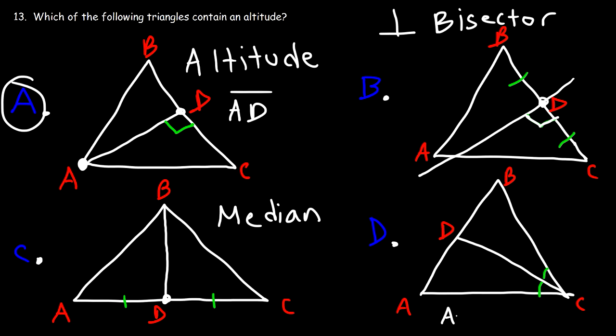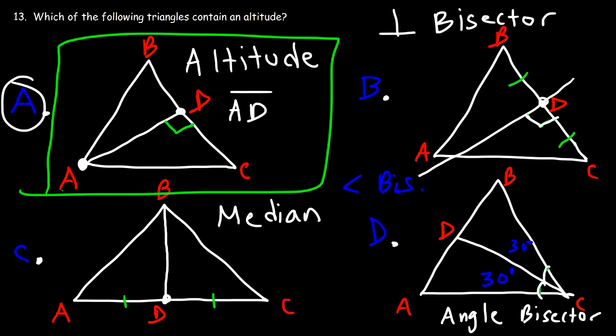Now, for answer choice D, it contains an angle bisector. DC is the angle bisector. It bisects angle C into two equal parts. So ACD is equal to BCD. So if ACD is 30, BCD is 30. They will have the same measure. So that's an angle bisector. And so that's it for this problem. So A is the correct answer. AD is the altitude.